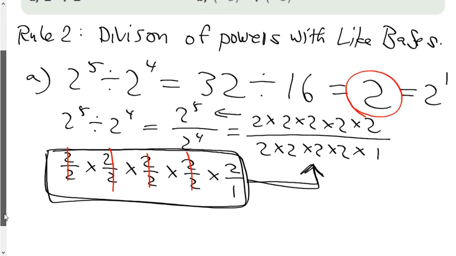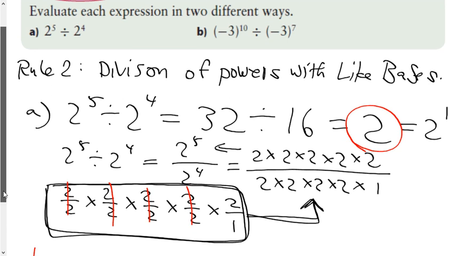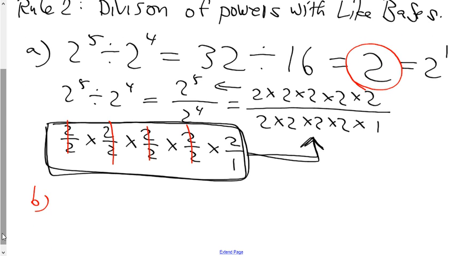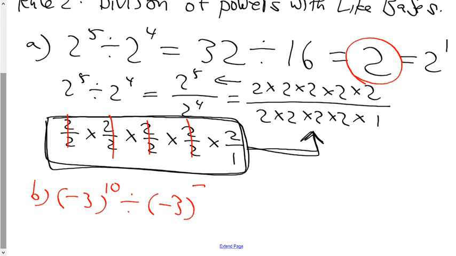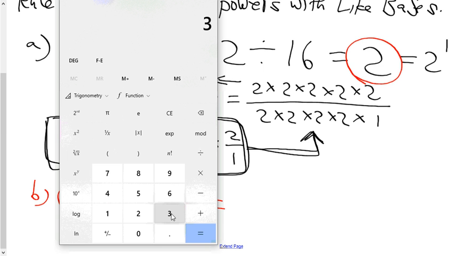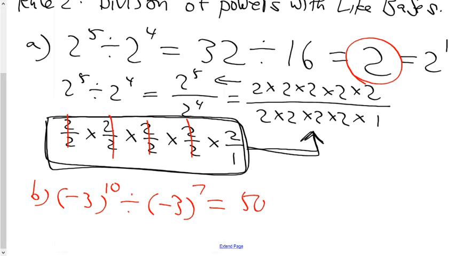If I look at the second exemplar, B, and this time it's negative 3 to the 10, divided by negative 3 to the 7. Negative 3 to the 10, if I do it the first method, is going to be a big stinking answer. By the way, if my base is negative and my exponent is 10, should my answer be positive or negative? If my base is negative and my exponent is even, this should be a positive answer, right? And the answer is 59,049.